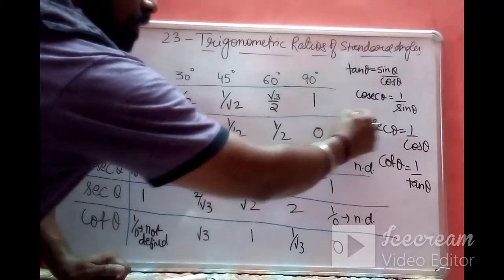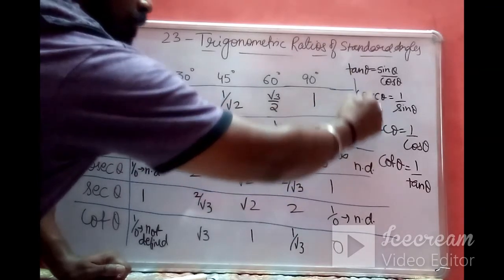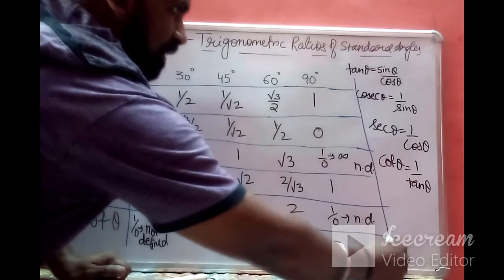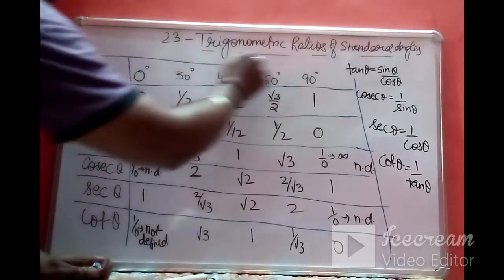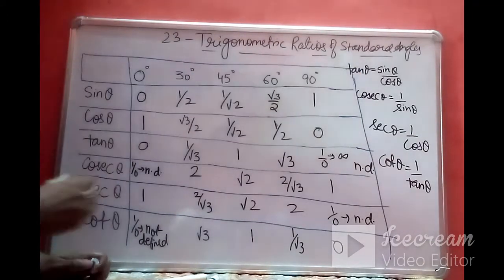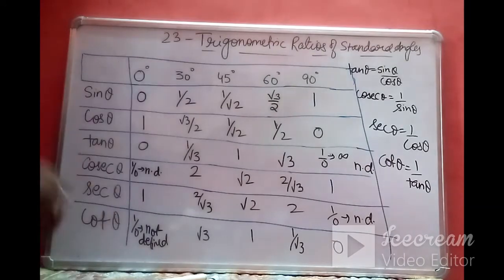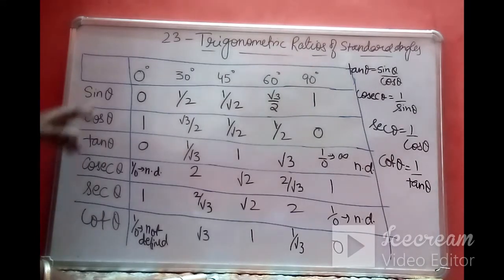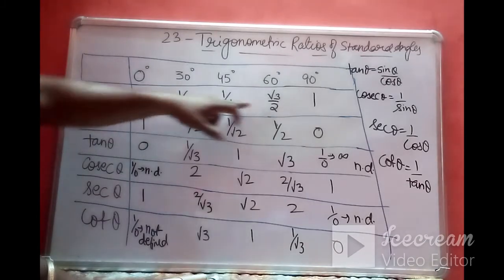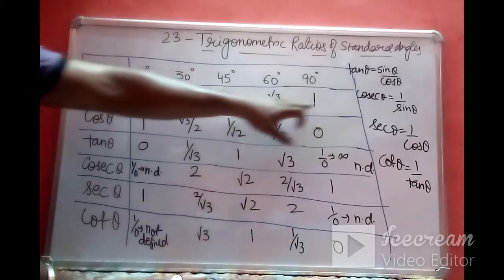The only thing you should remember is the very first line. If you remember the very first line, then you can easily write the values of all the trigonometric ratios. So it is 0, 1 by 2, 1 by root 2, root 3 by 2 and 1.